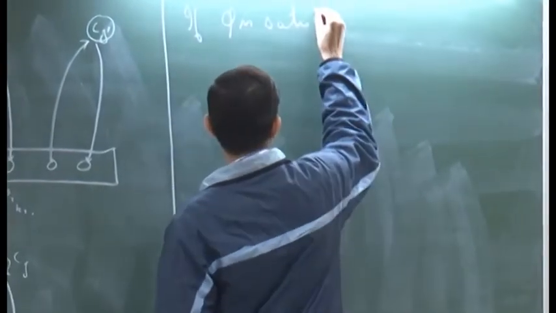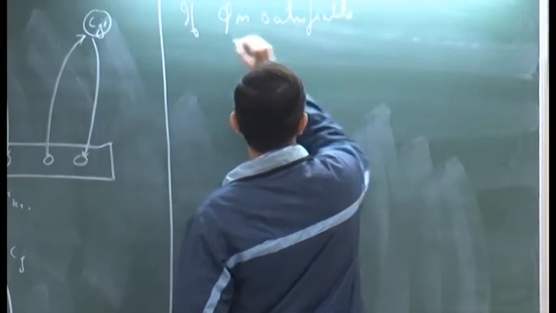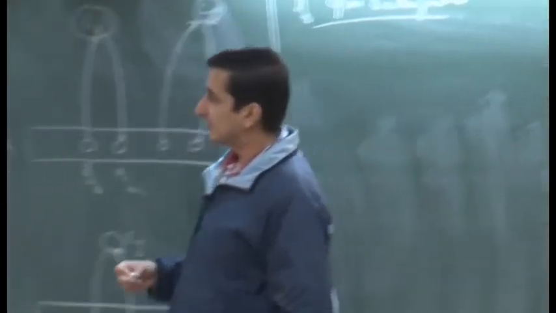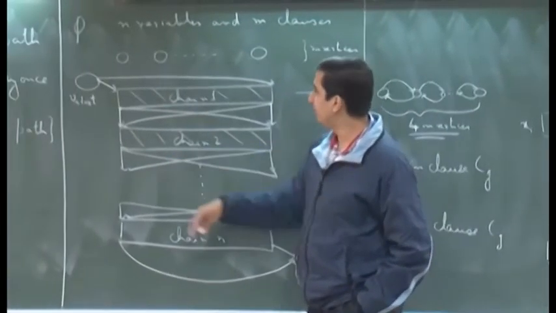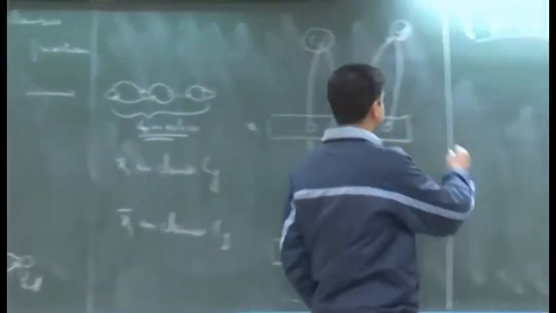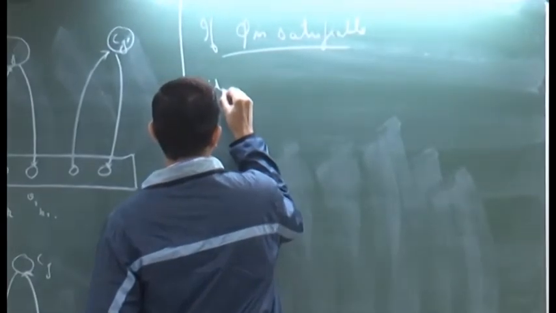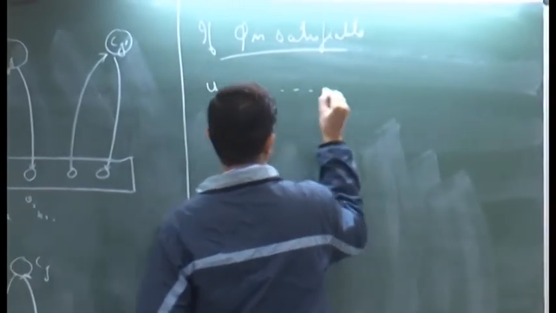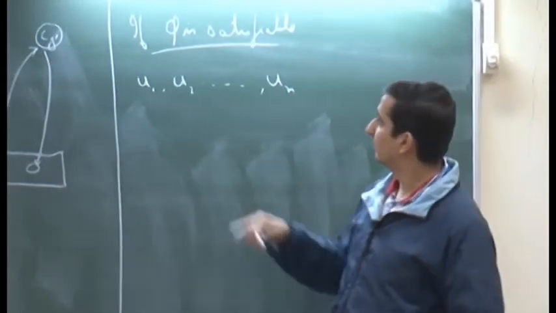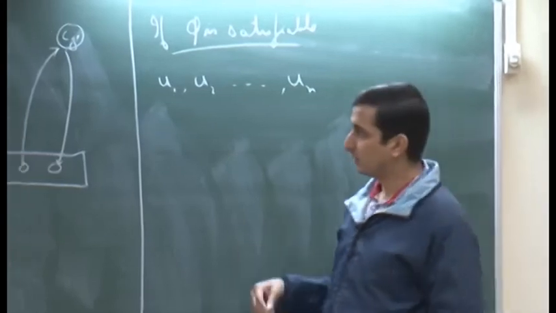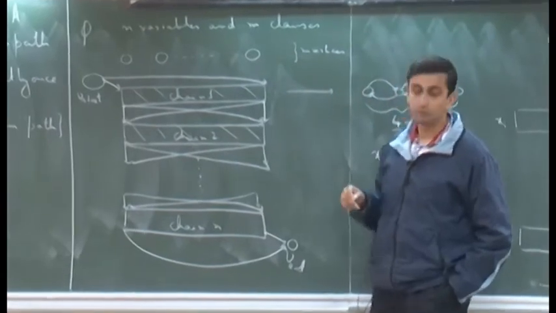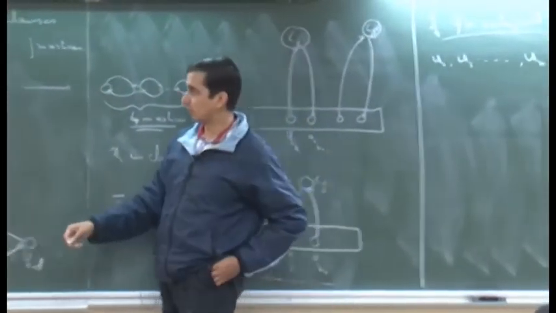If phi is satisfiable, what can we say? That there is an assignment to the n variables of phi. So, there is some assignment, let us call it u1, u2, so on up to un, of values to the n variables of phi, which makes it satisfiable. Okay. So, what we do is we construct a Hamiltonian path corresponding to this satisfying assignment as follows.